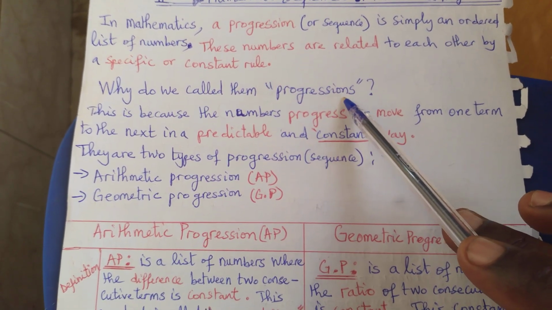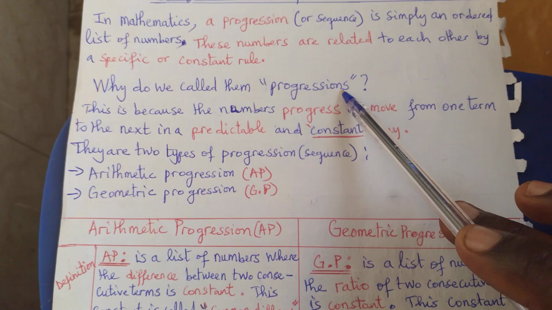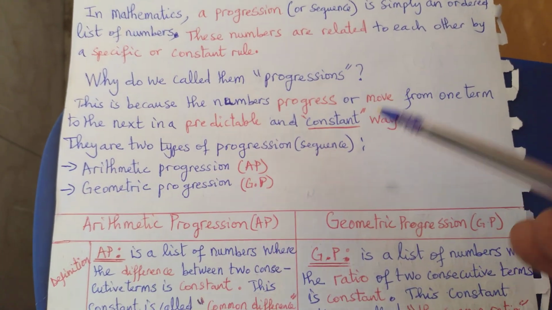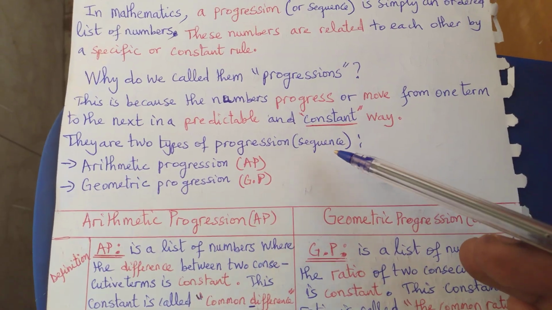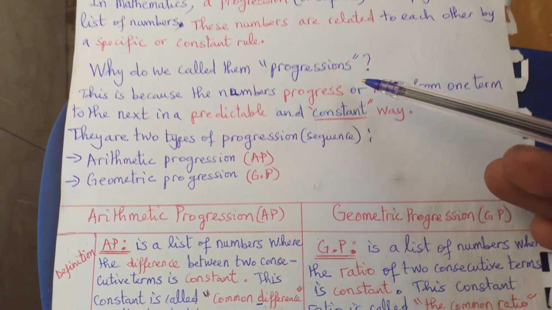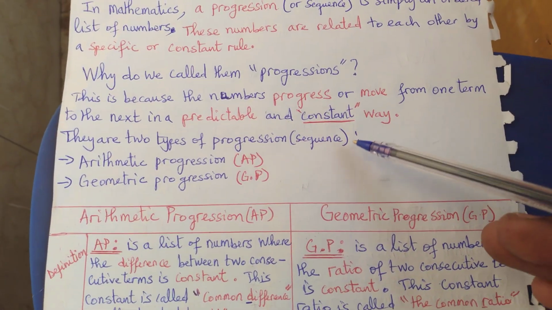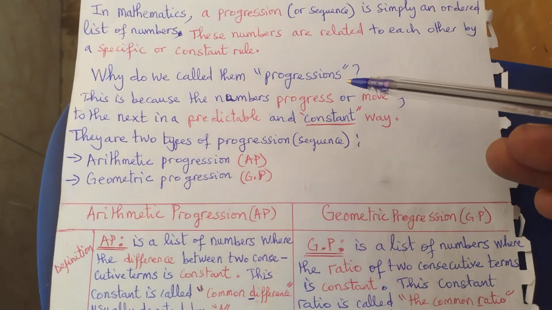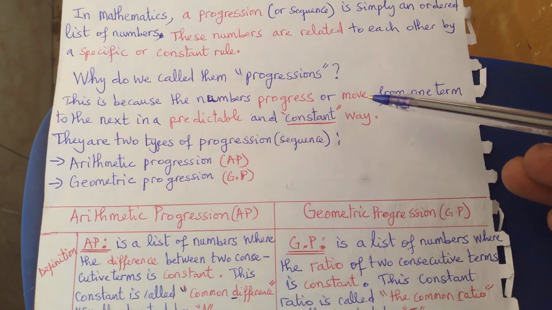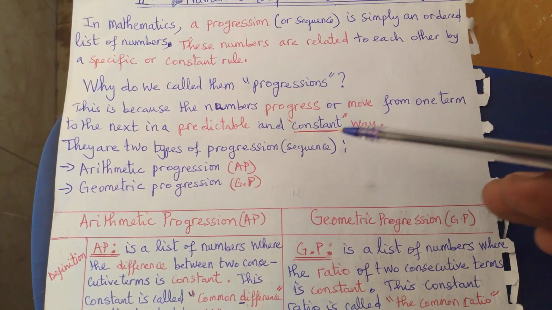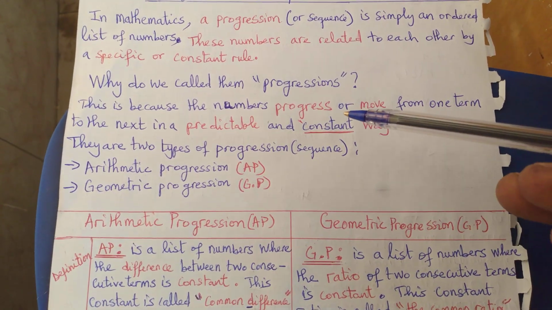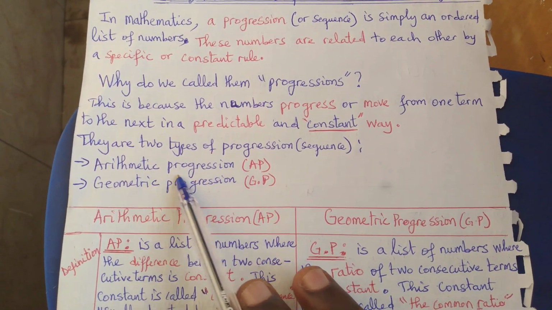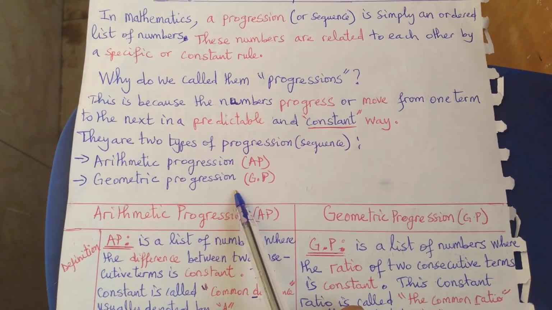Why do we call them progression? It is simply because the list of numbers progresses or moves from one term to another. That means if you look at the first term, to obtain the next term, you add a constant value. That's why you call it progression, because they progress with respect to a constant value. We shall have two types of progressions: arithmetic progression and geometric progression.